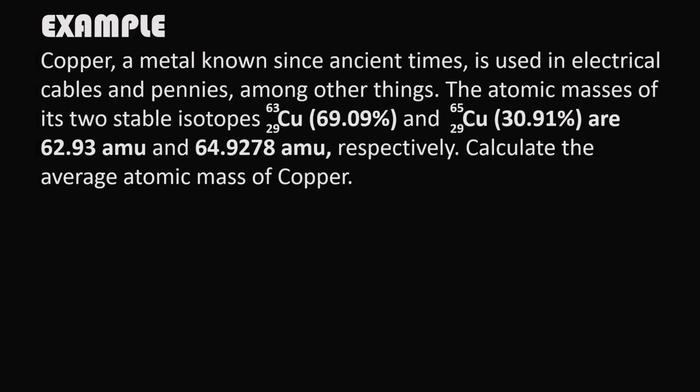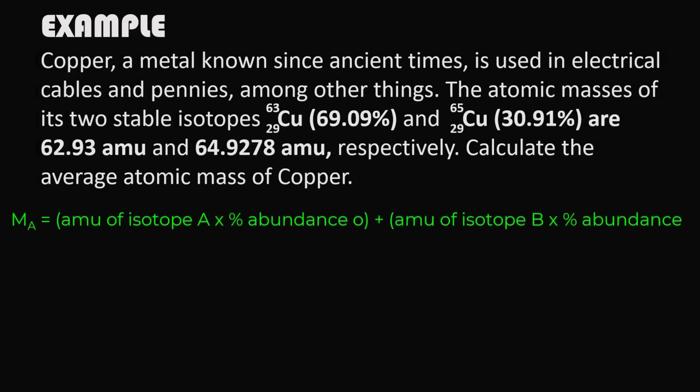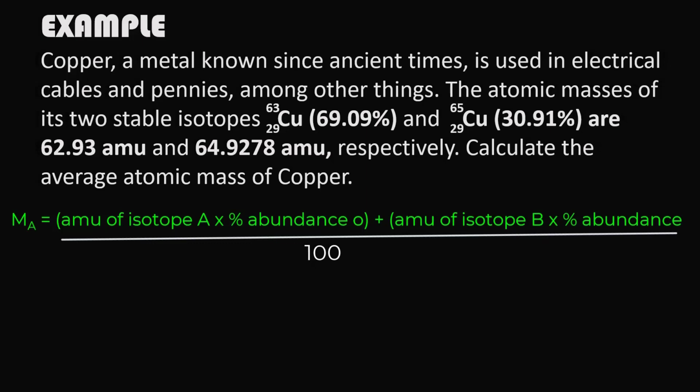Copper, a metal known since ancient times, is used in electrical cables and pennies, among other things. The percentage abundances of its two stable isotopes, copper 63 and copper 65, are 69.09% and 30.91% respectively. They have atomic masses of 62.93 AMU and 64.9278 AMU respectively also. Calculate the average atomic mass of copper. To calculate the average atomic mass, each individual isotope is multiplied by its percentage abundance and then summed together. The value gotten is then divided by 100. So let's work out this example.